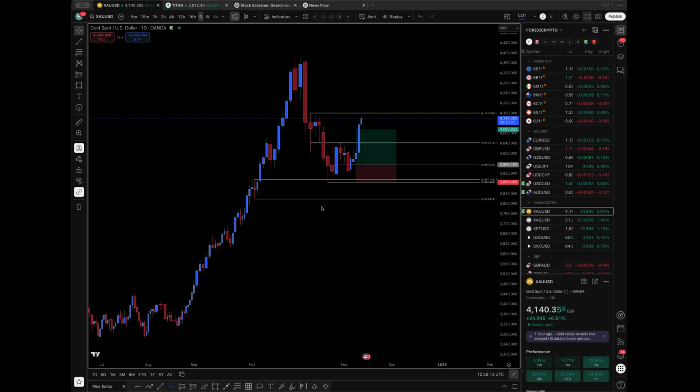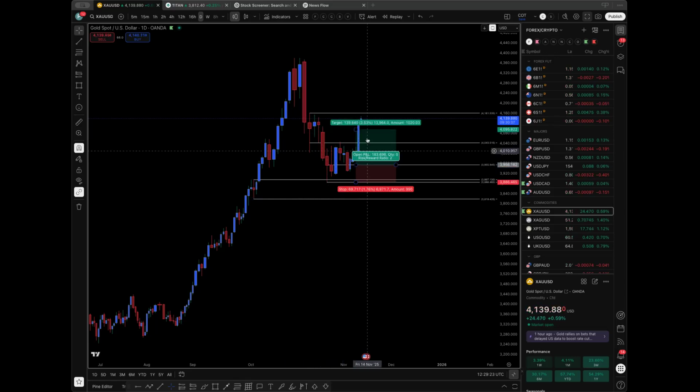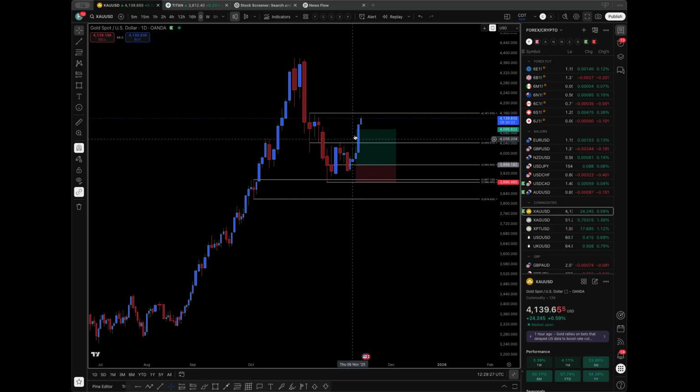All right, guys. This is just a quick trade update on XAUUSD. So this is one of the trades I took last week, and then I booked around 2.5 RR on this trade. So the trade idea here is pretty simple.